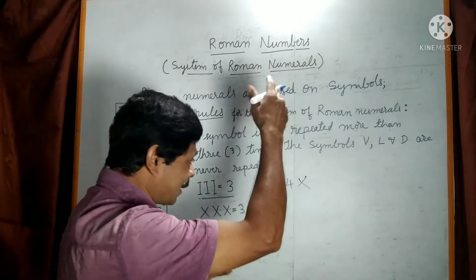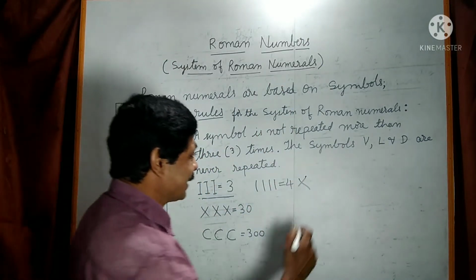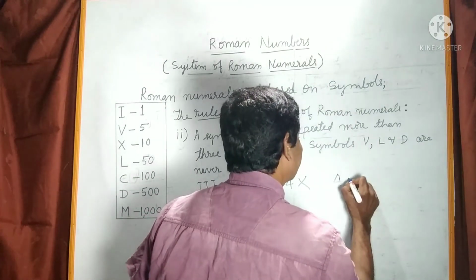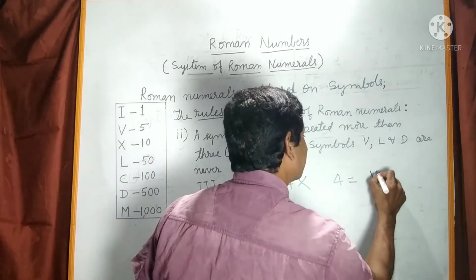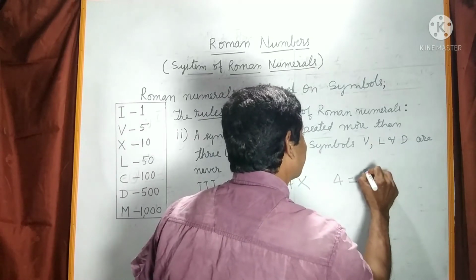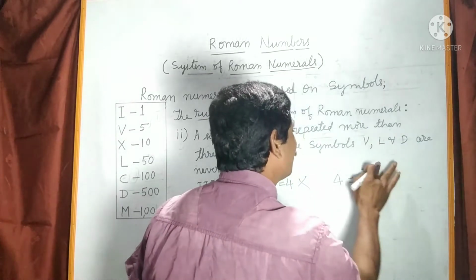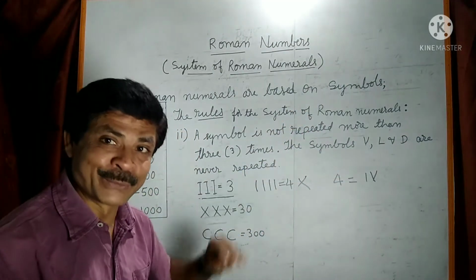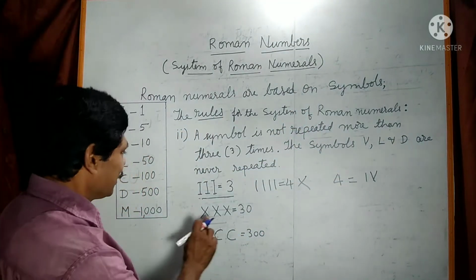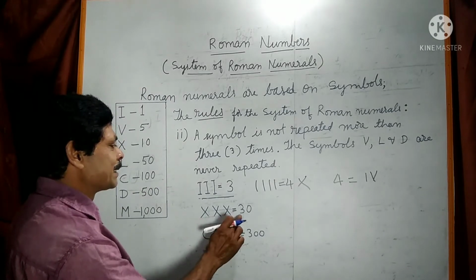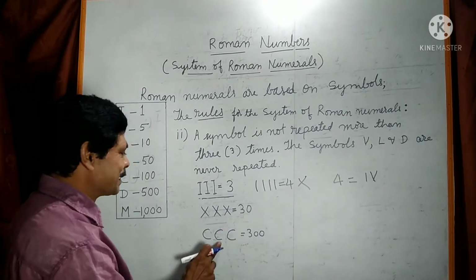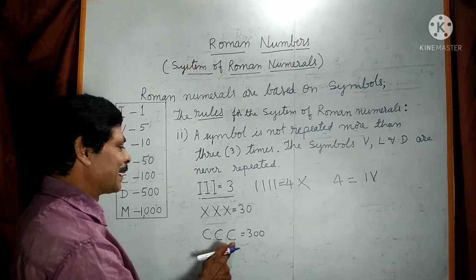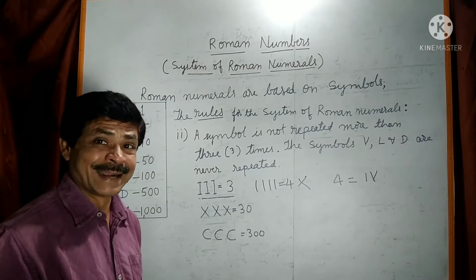And in upcoming rules, let us see how to write 4. 4 is equal to, we will write like this. 5 minus 1 is equal to 4. We will write like this. This we will see in upcoming rules. Okay. Now, X plus X plus X is equal to 30. C plus C plus C is equal to 100 plus 100 plus 100 is equal to 300.